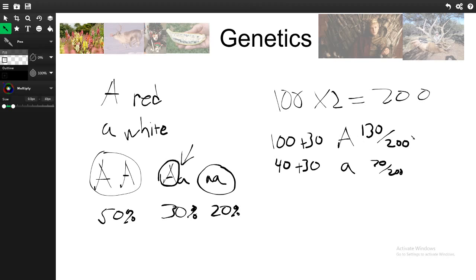So this just means that out of the 200 alleles present in the population of 100 flowers, 130 of those alleles are red, and 70 of those alleles are a. And you could also put this into a percentage if you wanted to. In this case, it would be 65%, and this would be the remaining 35%. So you could say that 65% of the alleles in the population code for red and 35% code for white.